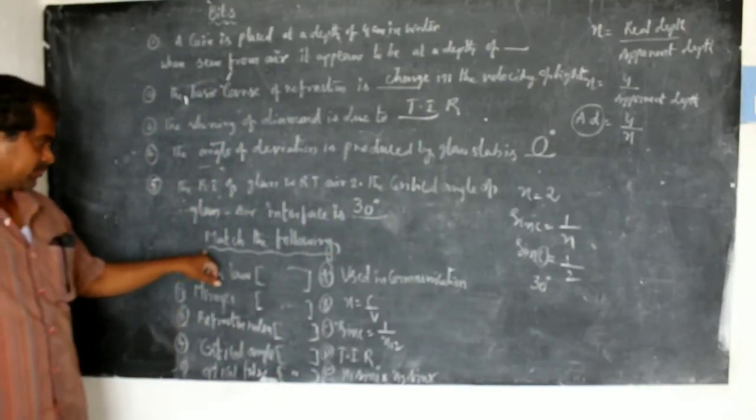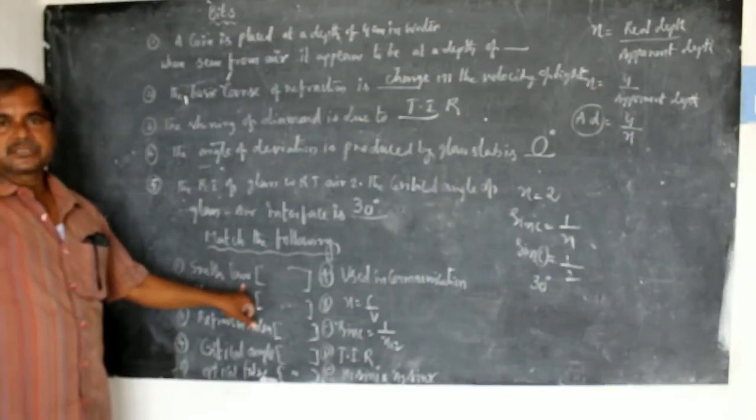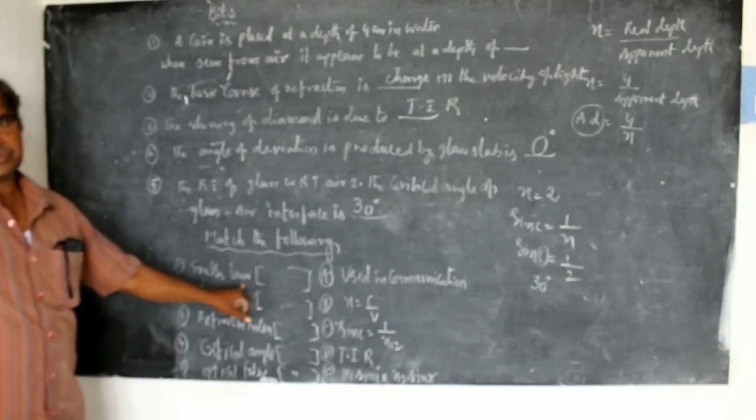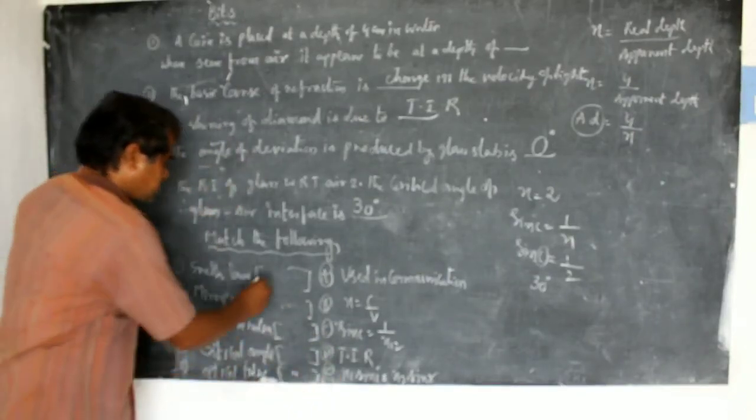Here some questions are there, you have to match them. Snell's law. What is meant by Snell's law? n1 into sin A is equal to n2 into sin R. It is the algebraic expression of Snell's law. So E.